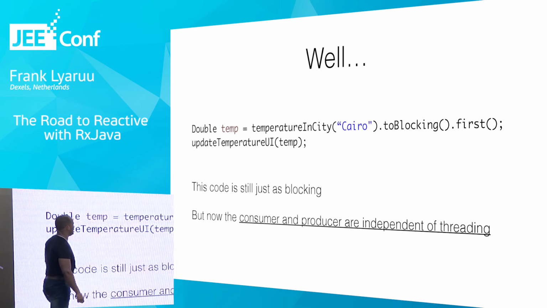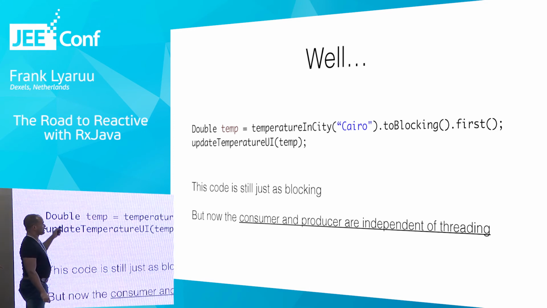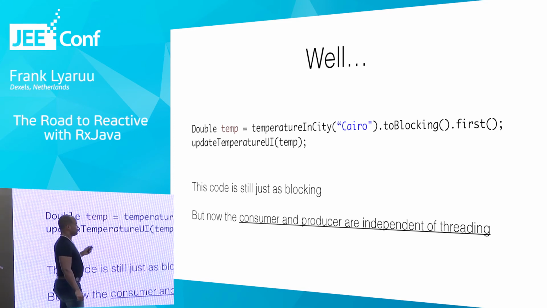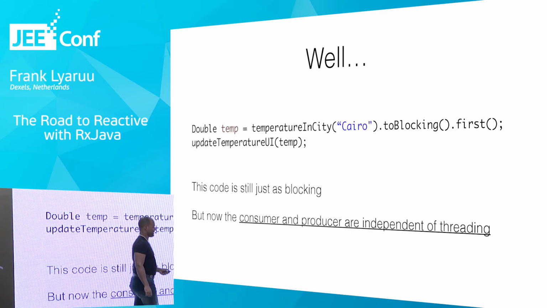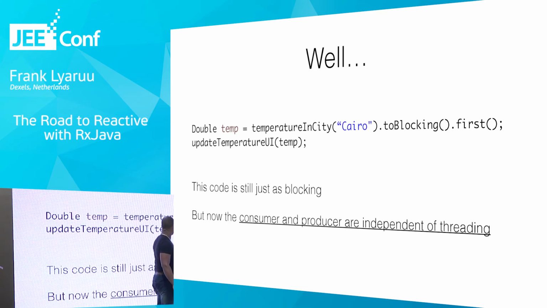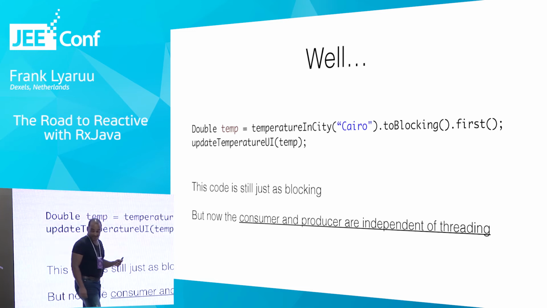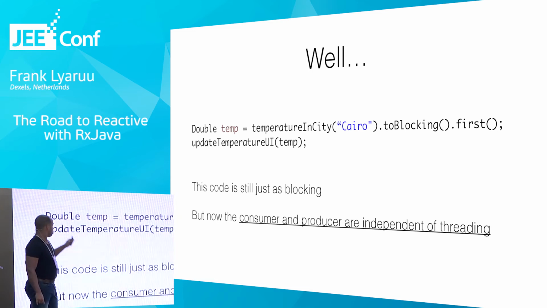No, no. Because this is what the client needs to do. You call it, then you have an observable. Then you have to say blocking if you just want it in a blocking way. In this case, the first, because there's only one. So that's still very much blocking code, and then you can do something with that value. But there is a very important improvement we have now.